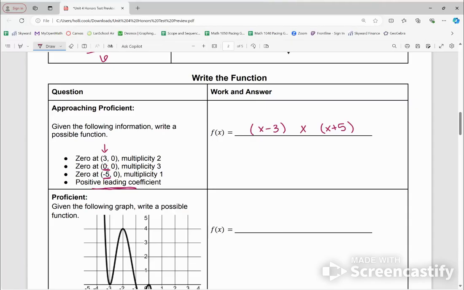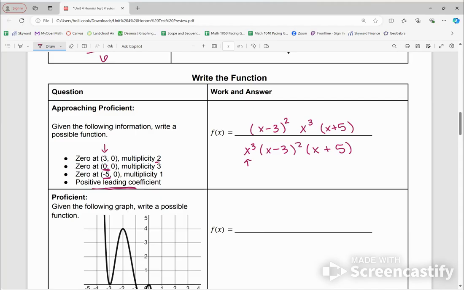Okay, and then we just put their multiplicities on them as powers, right? So 3 has a multiplicity of 2, so that's going to square. 0 has a multiplicity of 3. And then negative 5 has a multiplicity of 1. So you can write a 1 or you can just leave it blank. Okay, positive leading coefficient. So since we want a positive one, we already have a positive, right? We don't really have to add anything. Okay, so that's it. And it doesn't matter what order you write these in. You might write them more like this. Again, does not matter.